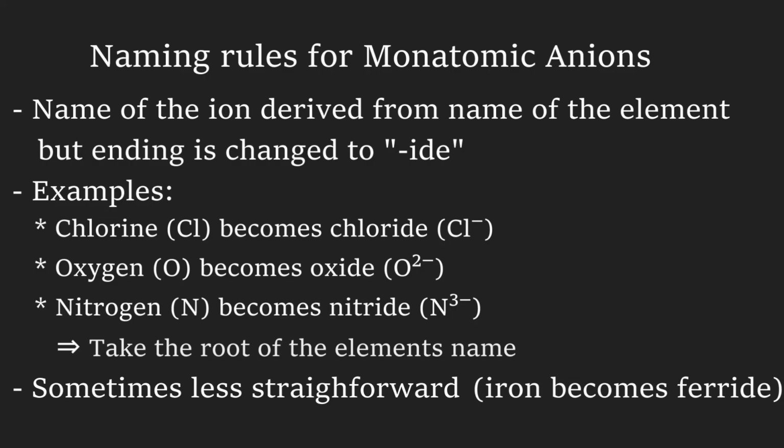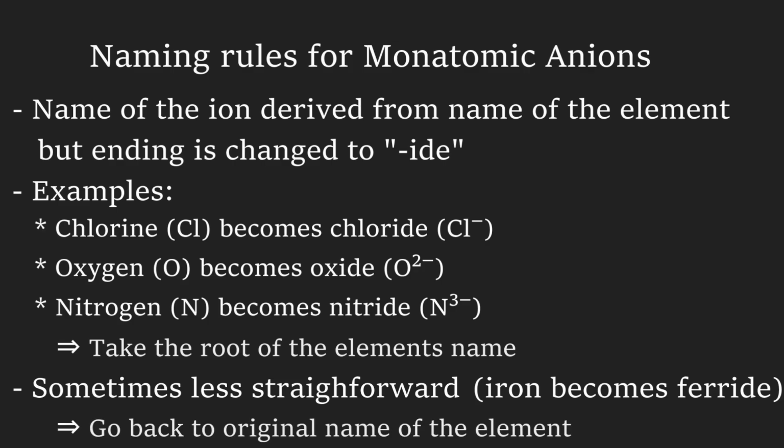This is because the Latin word for iron is ferrum. It is common in chemistry that the names of elements are based on Latin or Greek. You can see this also in other examples. For example, copper comes from the Latin word cuprum, so the monoatomic anion is called cupride, and lead comes from the Latin word plumbum, so the monoatomic anion is called plumbide. So you have to go back to the original names of the elements to be able to derive the name of the anion.